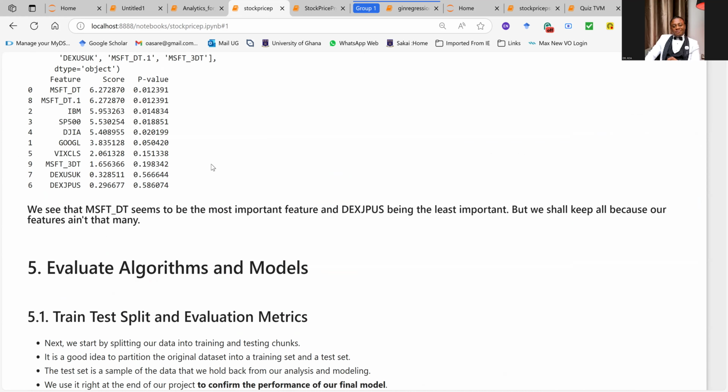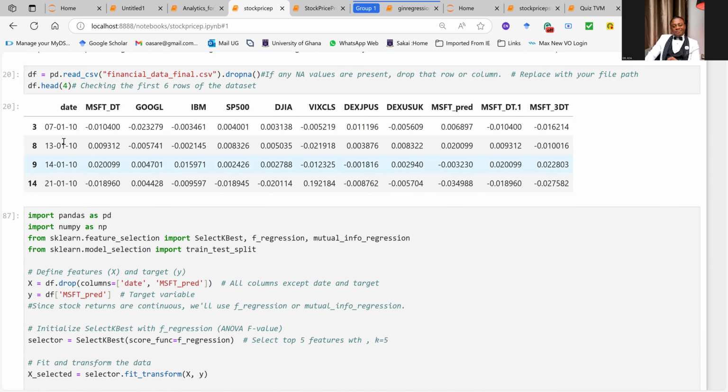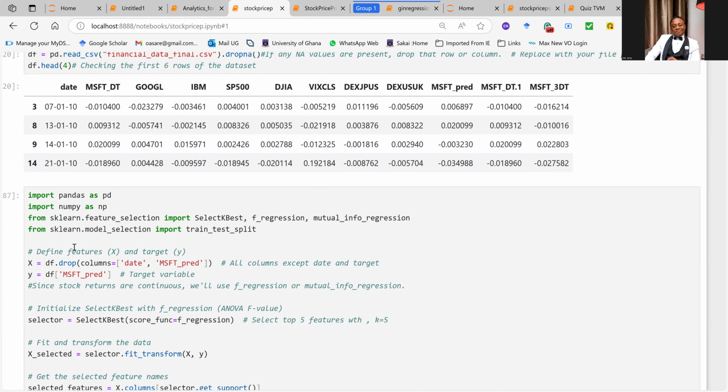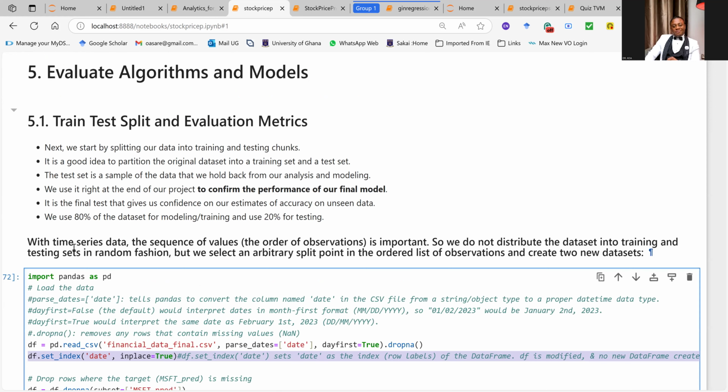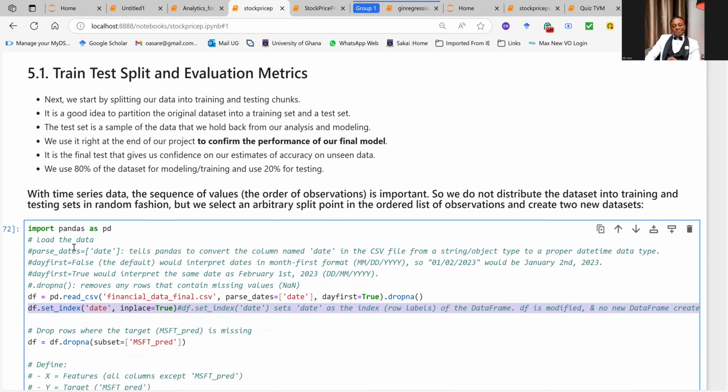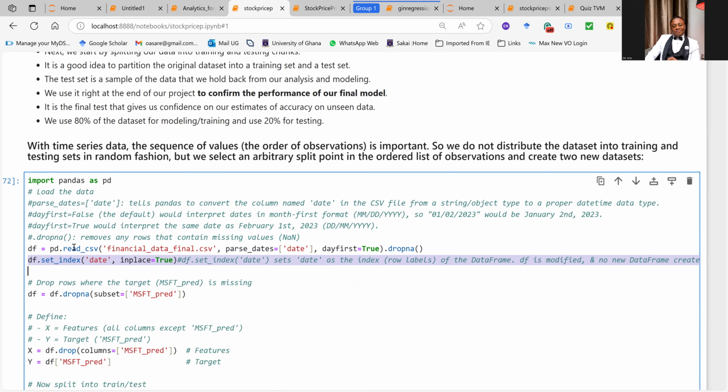If you check up here, you have 3, 8, 9. Okay, it will rather use the date to represent the row names instead of using numbers to represent the row names. It's going to use the date to represent the row names.